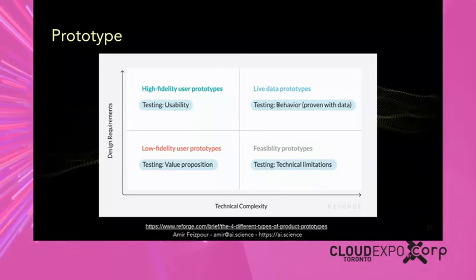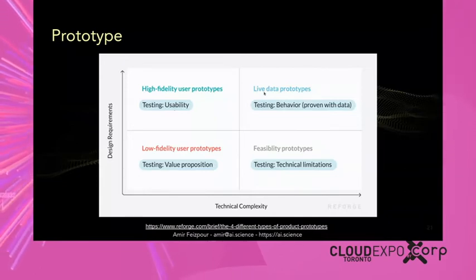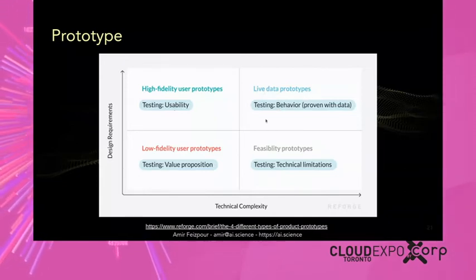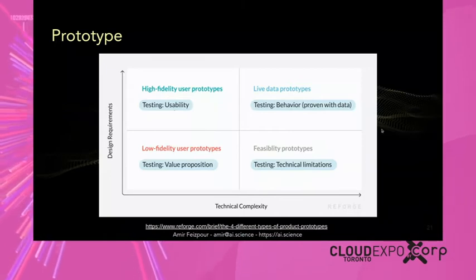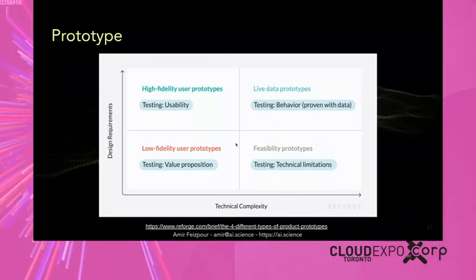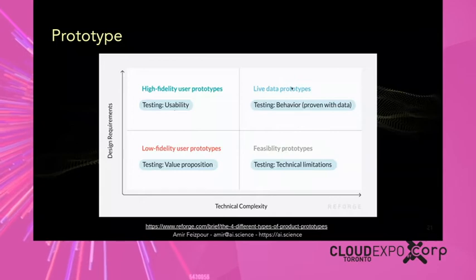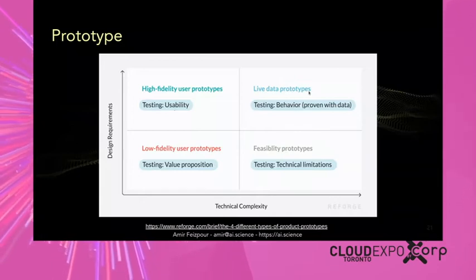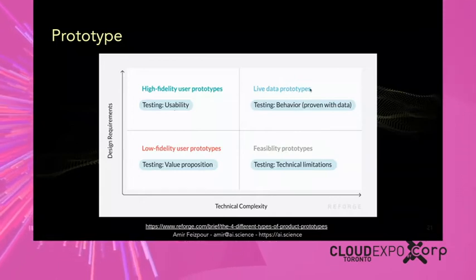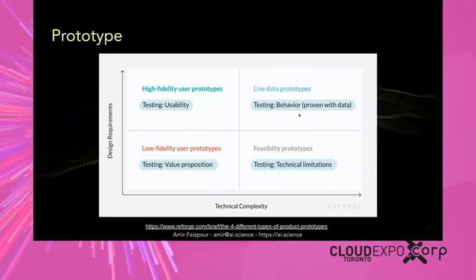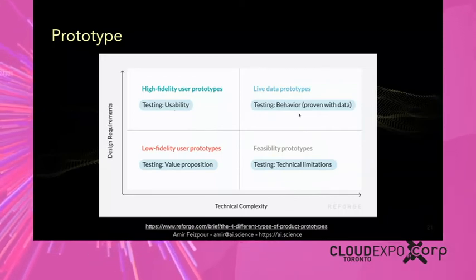And finally, you have to work with a live data prototype, which is an end-to-end pipeline with the data and everything that is live and goes through it and is deployed. The reason that we still call this a prototype is that this is built with a very, very basic model and a very basic pipeline.